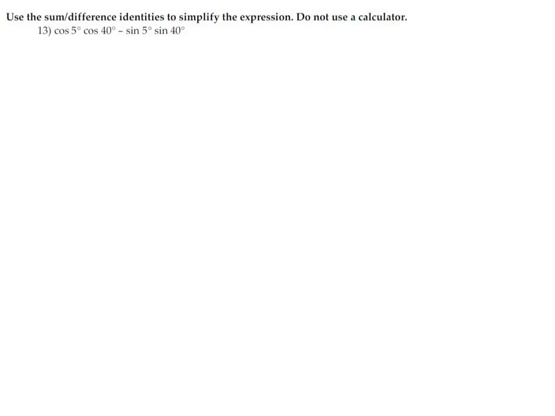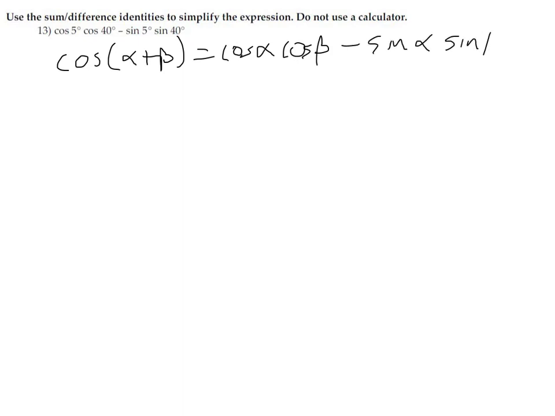This is cosine, cosine, sine, sine. But this time we have the other side of the identity. Cosine, cosine, sine, sine is a sum or difference cosine angle formula. Now we have cosine of alpha plus beta equals cosine alpha, cosine beta, opposite sign, sine alpha, sine beta. We're looking at the right side here.